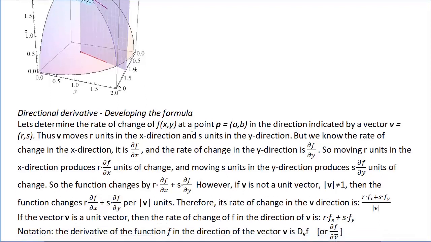Okay. So now let's introduce this formally. The derivative of the function f in the direction of the vector v is what we call a directional derivative, and the notation for that is big D sub v of f. An alternate notation, as suggested by partial derivative notation, is partial f partial v. And again, remember that v is a vector.